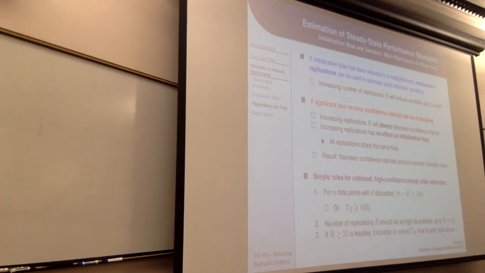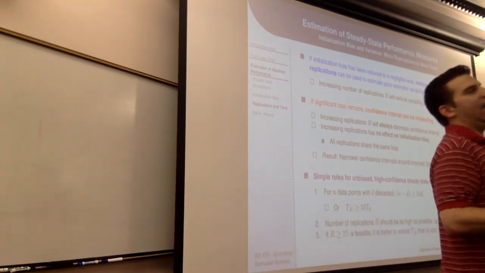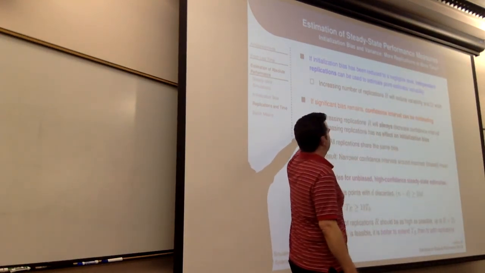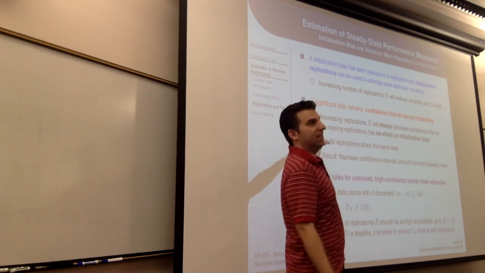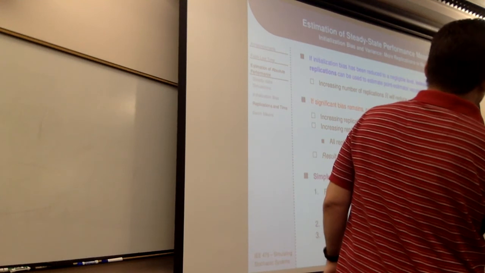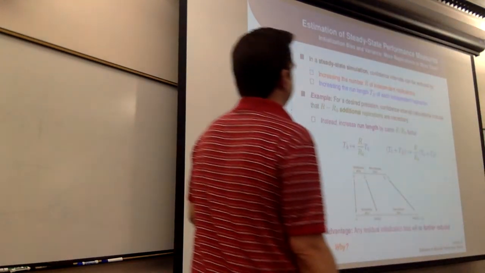But the next trick I'll show you takes advantage of the fact that if you have 25 replications, your confidence intervals really won't get much smaller, even if you increase them much further than that. There's diminishing returns. If I go to 50 replications, I'm not going to get much bang for my buck. So is there another way that I can reduce variance and also take a chip out of this initialization bias? And that's trading replications for longer simulation runs.